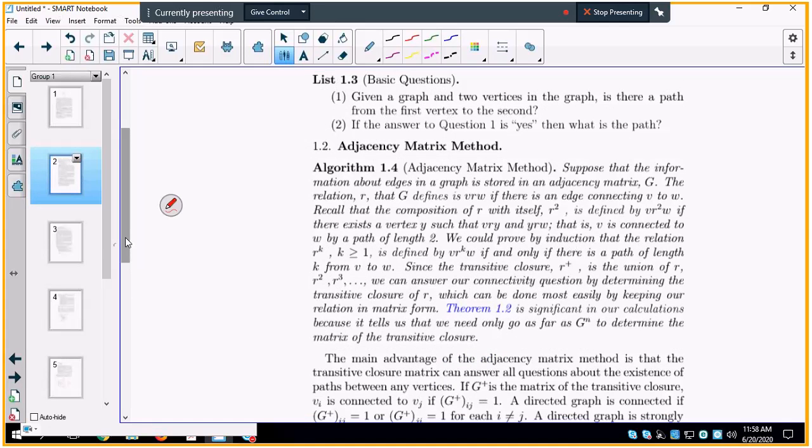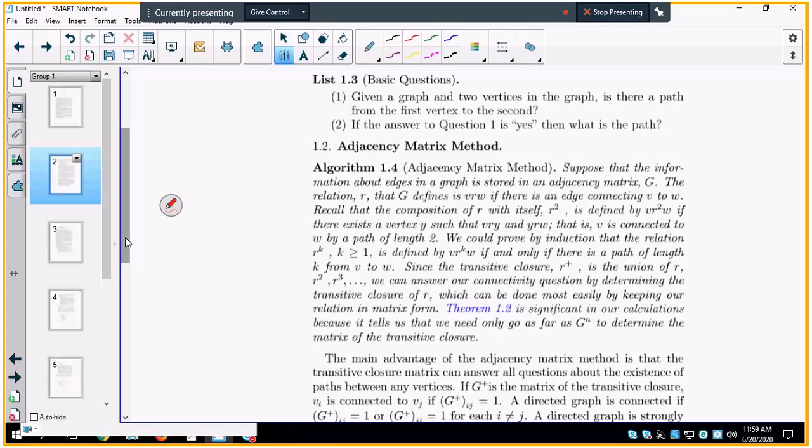So the basic questions that we're hoping to address would be, given a graph and two vertices, is there a path from the first vertex to the second? We want to be able to answer that question. And if we can answer yes to the question, then we'd like to be able to find the path.